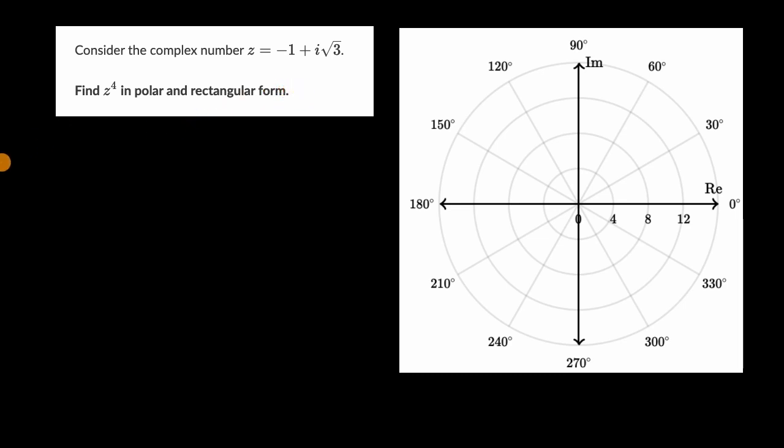So first, let's just think about what the modulus of z is. We know that the modulus is going to be equal to the square root of the real part squared plus the imaginary part squared. So it is going to be the square root of (-1) squared plus (square root of 3) squared, which is going to be equal to the principal root of 1 plus 3, so the square root of 4, which is equal to 2.